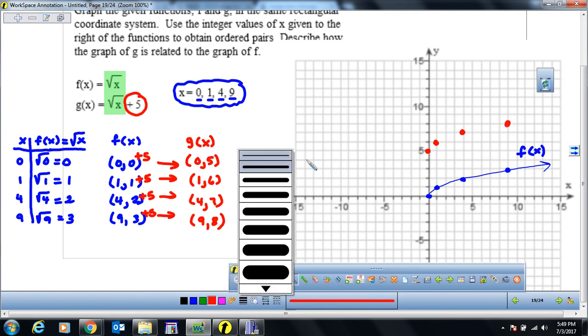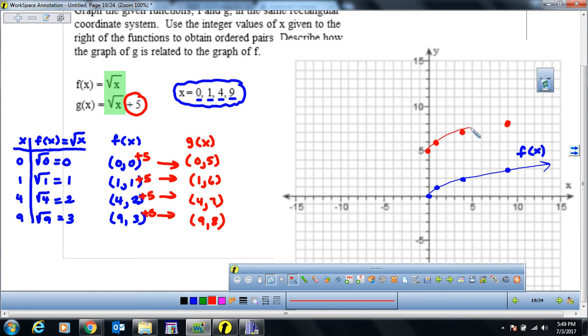And then we connect these points, and this is going to be the graph of g of x. So what do we see is the difference? That all of the points right here were shifted up 5 units. That's what we're going to describe as the relationship between the two graphs.